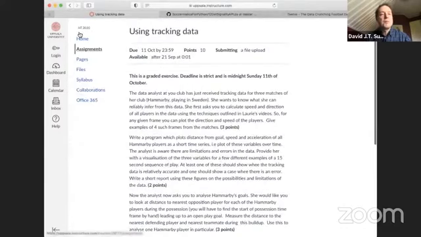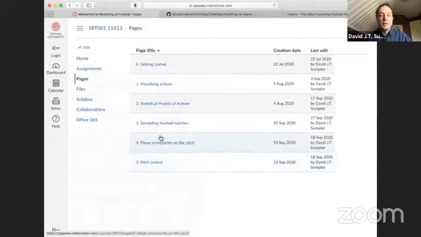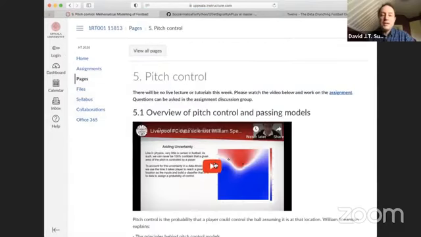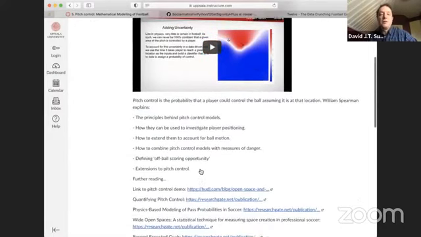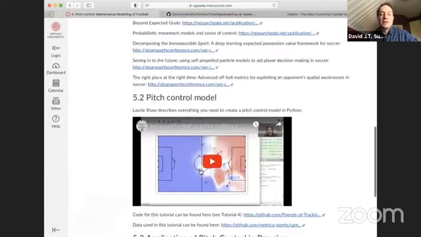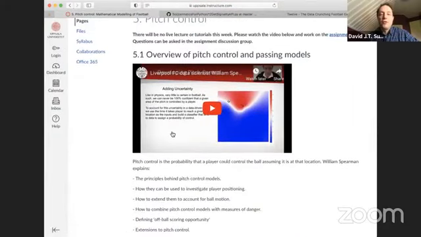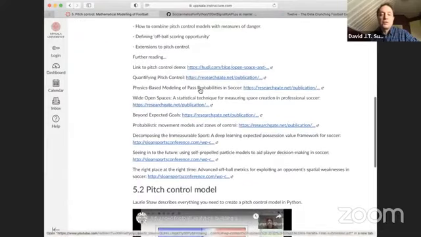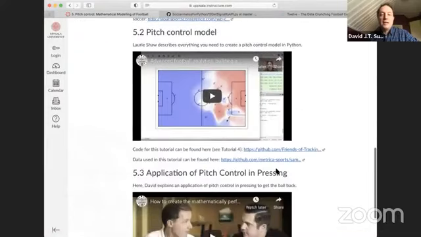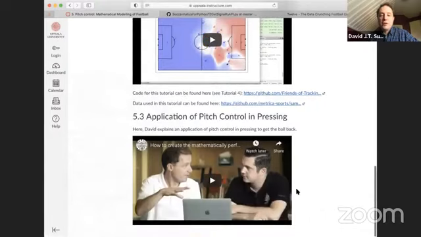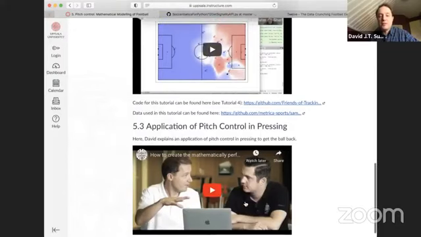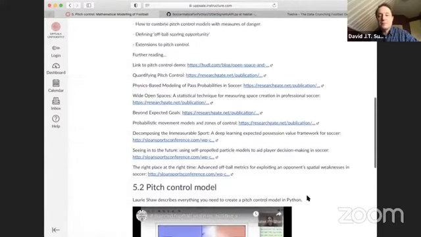Oh yeah, I wanted to say one more thing. If we go to pitch control, please feel free, if you want to, it's week 5 of the course, but feel free to dig into this information. This is William Spearman's overview of pitch control, with a lot of the articles that he cites. Then there's Laurie Shaw's description of how you actually build the model. And then I've got a professionally produced video there, looking at applications of pitch control, including some of the ways that we've used it at Hammarby, for example.